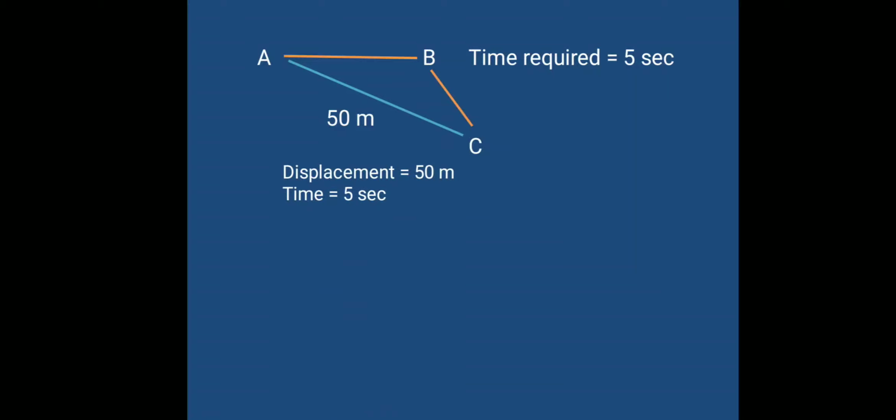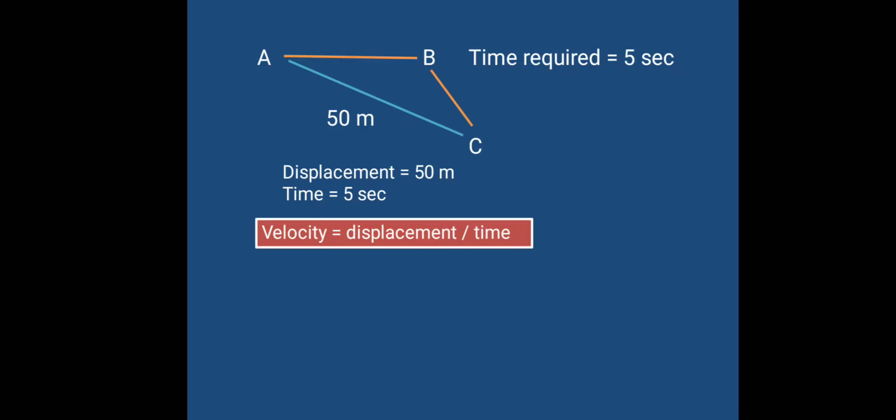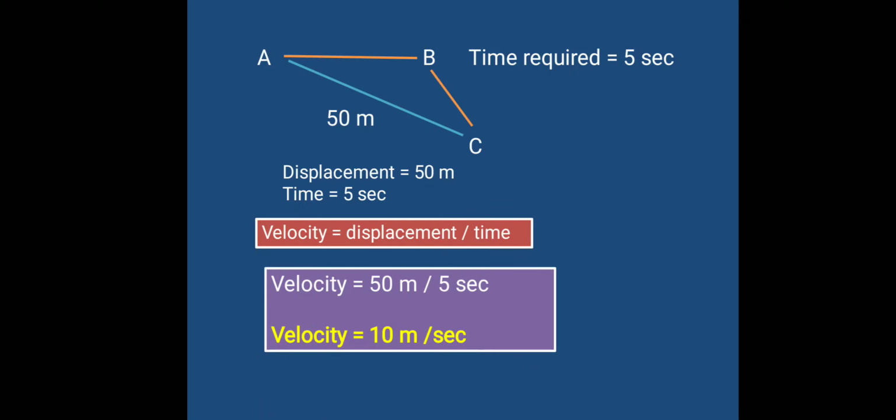So suppose the displacement is 50 meter and the time required for this is 5 seconds. We know the formula, velocity is equal to displacement upon time. So velocity is equal to displacement, 50 meter, divided by time, 5 seconds. After calculating this, we will get velocity is equal to 10 meter per second.